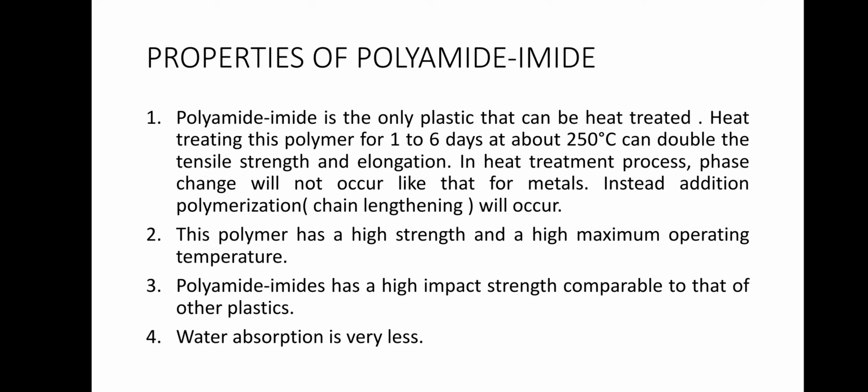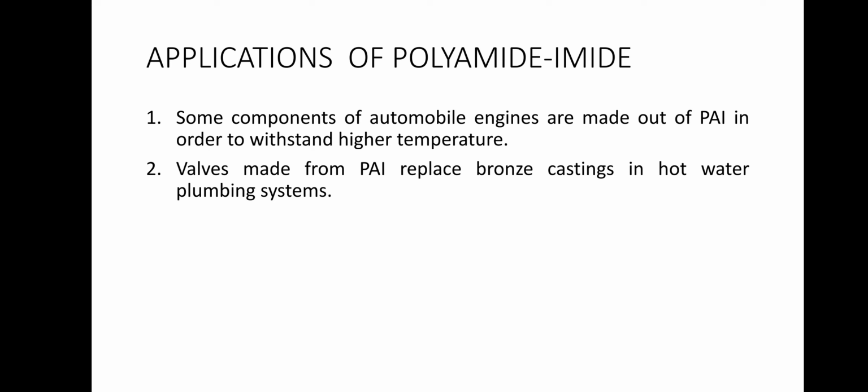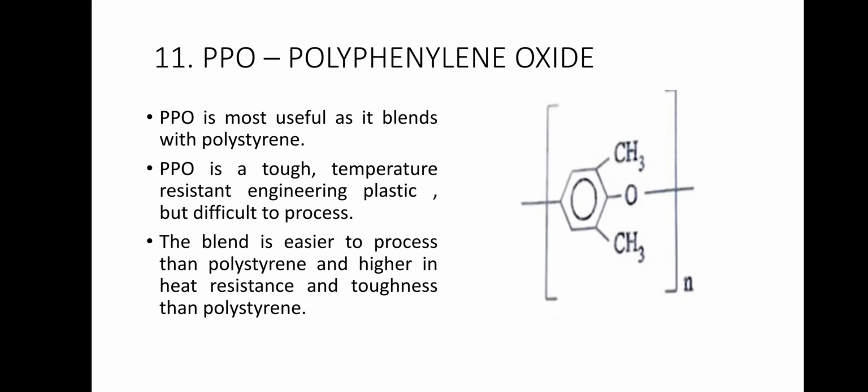Polyamide-imide has a high impact strength comparable to that of other plastics. Water absorption is also very low. PAI are expensive. They are lower in cost than the polyimides, but the cost is very high compared to other commodity plastics. Injection molding of these plastics is very good. Applications of PAI. Some components of automobile engines are made of PAI in order to withstand high temperature. Valves made from PAI replace bronze castings in hot water plumbing systems.